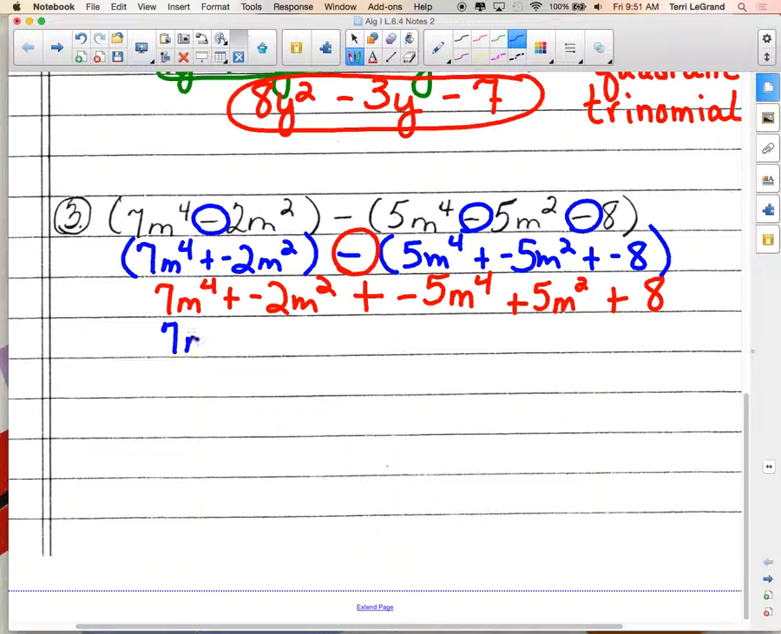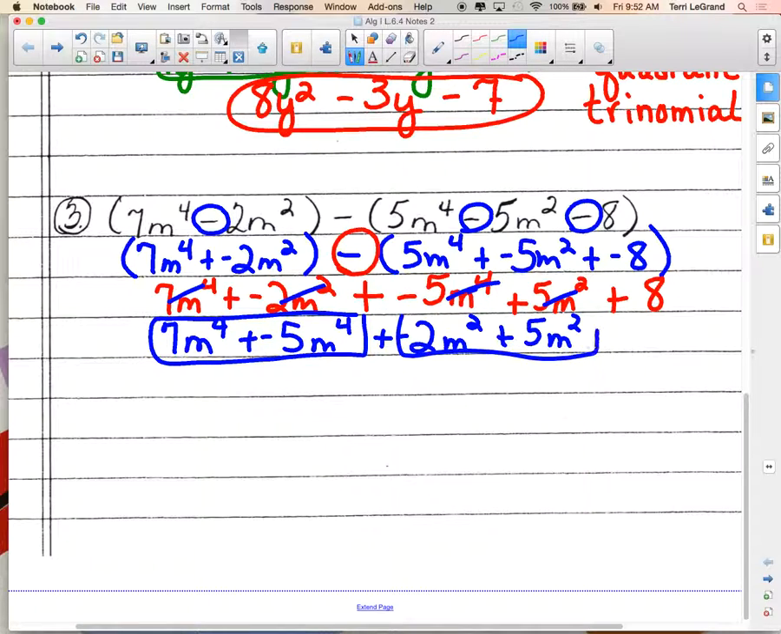Okay, what should lead off if we want to write it in standard form right away? 7m to the 4th. Okay, those are the highest degree monomials. Plus negative 5m to the 4th. What would come next? Negative 2m squared. Okay, plus the negative 2m squared. We don't have any m cubes. Do we have to? What do you think? Do we have to have m to the 3rd powers? No, nothing says we have to have every degree term. So we have this group, we have this group, and we just have the 8 left, right?